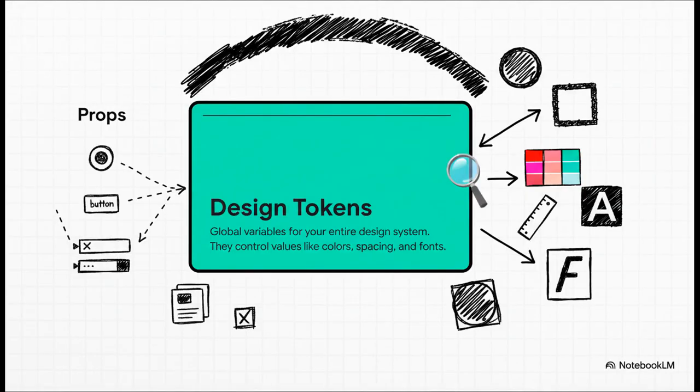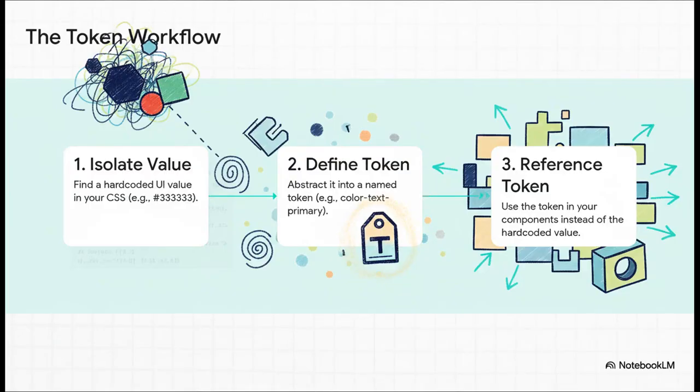Now, here's where things get really powerful. Design tokens. See, if props are the local controls for just one component, design tokens are the global rules for your entire system. They aren't tied to one button or one card. They're abstract variables for all those foundational values, like your primary brand color, your standard spacing unit, or your main body font size. So the workflow for using them is really simple, but it has this huge impact.